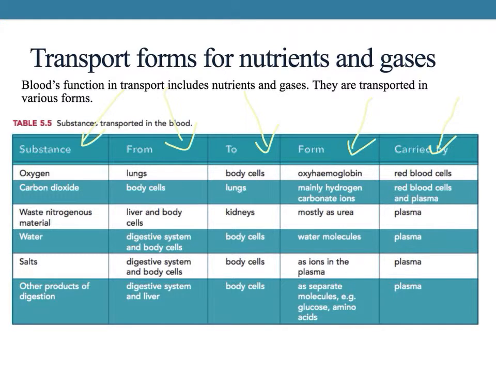And then we've got other products of digestion there, things like glucose and amino acids. There are other important digestive products. They're from the digestive system and the liver, which stores extras, to the body cells, which is where they're needed, and they're carried as separate molecules in the plasma again.